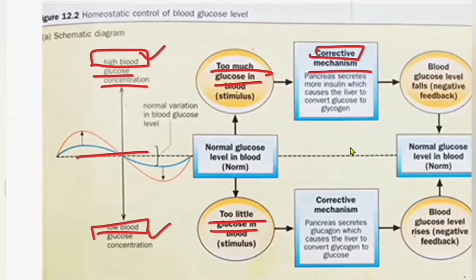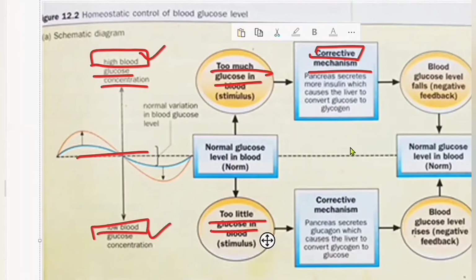Okay, Amna. Now tell me, if there is too much glucose concentration in the blood, which corrective mechanism is activated to bring it back to normal? Insulin is released from the pancreas, which breaks down the glucose. It is released from the pancreas into the blood, right? Which breaks down glucose, you said. No, it does not break down glucose. It converts glucose into glycogen. Yes, it converts glucose into glycogen.